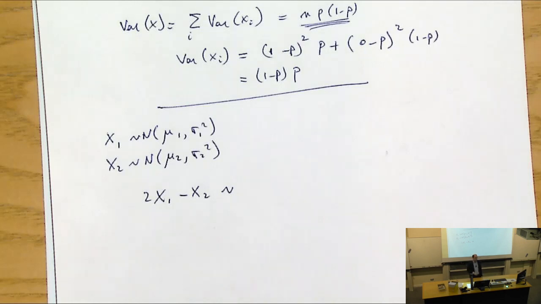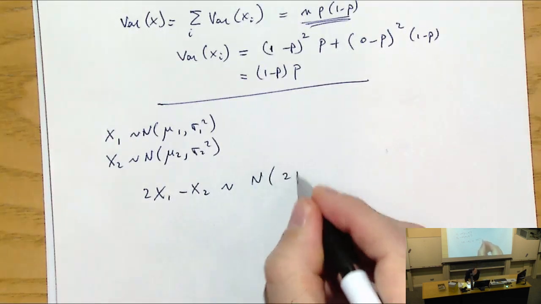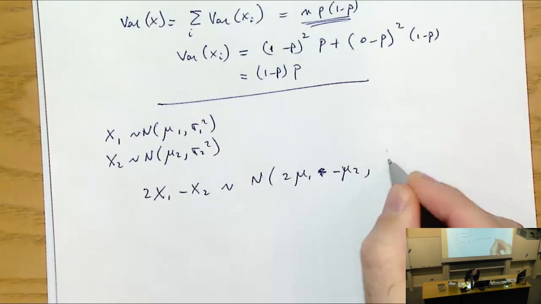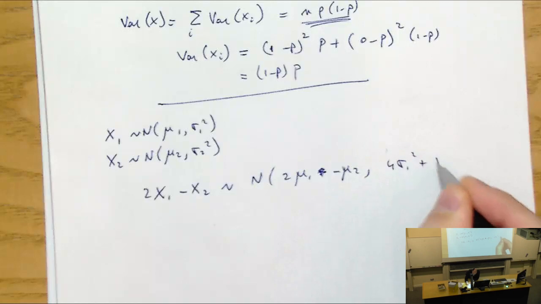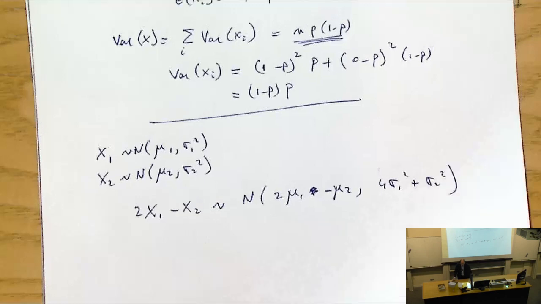Okay? So I just want to make sure this is okay, because it was not okay a few years ago. Okay. Good. So with this, this is normally distributed, with mean 2 mu1 minus mu2 and variance 4 sigma 1 squared plus sigma 2 squared. So with this, let's move on to change of variables. And this is something that we have played with a little bit already.